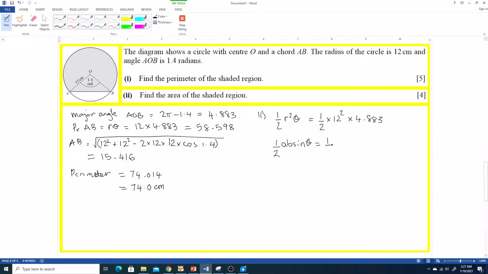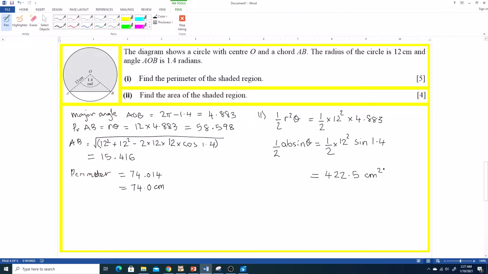So this is going to give us a half. A, B are both 12, so 12 squared sine. In this case, we're using the theta, which is 1.4, this bit. So sine 1.4. So when I punch those two out in my calculator and add them together, I get 22.5 centimeters squared.